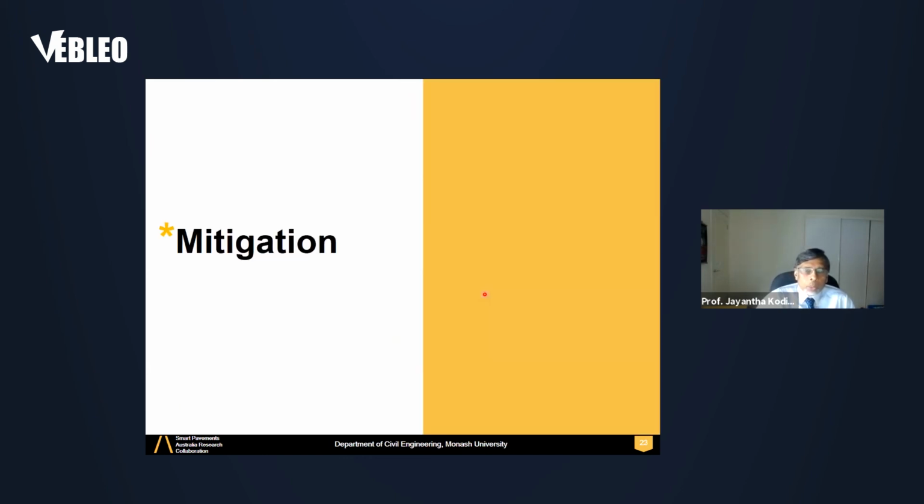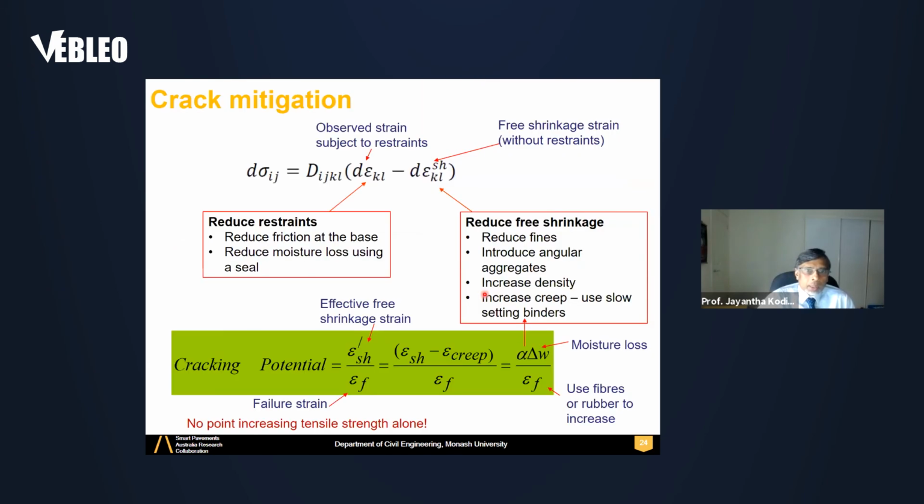Mitigation. How do you mitigate desiccation cracking? I will use the equation I presented earlier. The increment in tensile stress is a function of modulus times the effective strain. Effective strain is observed strain minus free shrinkage strain at the same conditions. So in order to reduce cracking, you want to reduce free shrinkage.